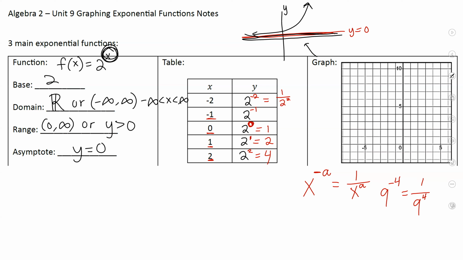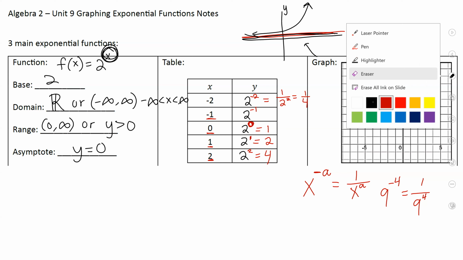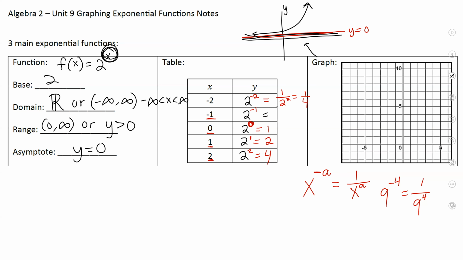Okay, so over here, for my table, to make this a positive exponent, we'll put it in the denominator. So what will my answer be? 1 over 4. It's basically this one flipped. Okay, let's do the second one. This will be 1 over 2 to the power of 1. What will this become? 1/2. It's just this one flipped.